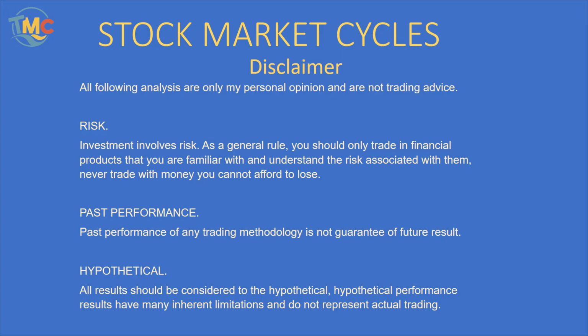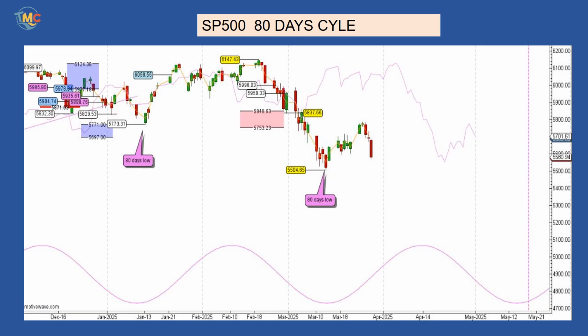Since we are expecting a major low to occur in the next few weeks, this week's video will focus more on an intermediate and long-term perspective. Let's start with the 80 days cycle. On March 13th, the S&P 500 formed its third 80 days cycle of the actual 18-month cycle. This 80 days cycle lasts 77 days.